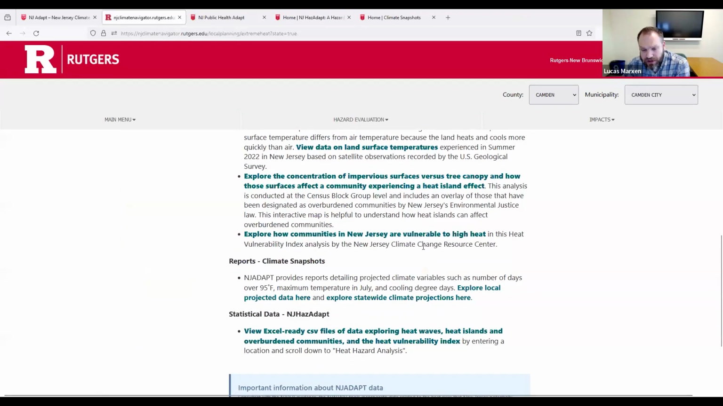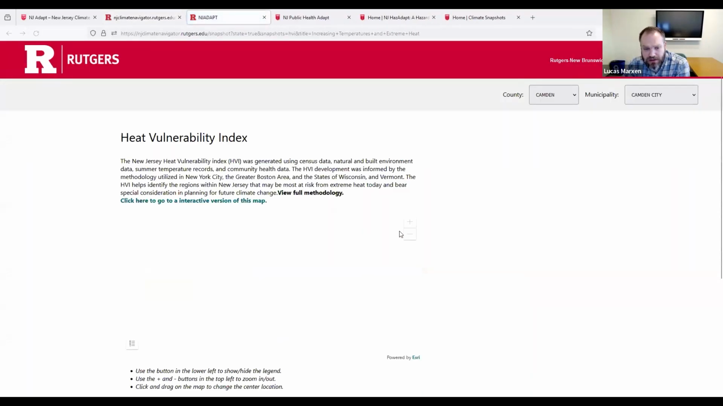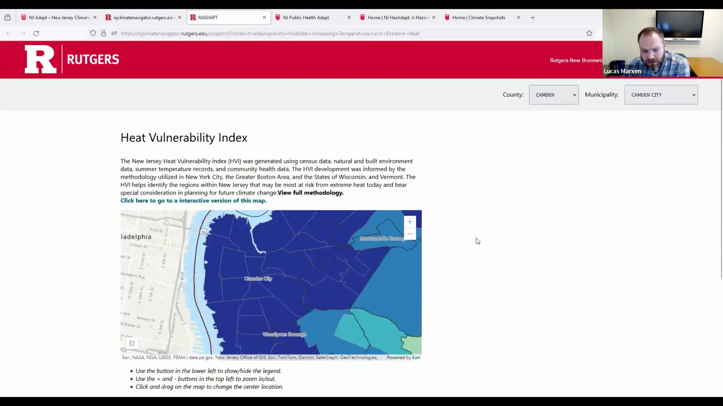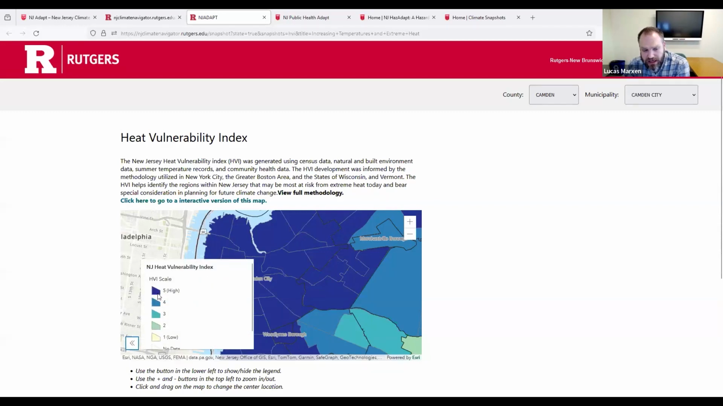One of the things that we recently released in the past year is a heat vulnerability index analysis for the state of New Jersey. And so we have a link out to that as well. This is an index that takes into account multiple factors, looking at things such as exposure, sensitivity, and things of that nature to understand what areas may be particularly at risk to heat issues in the future due to climate change. And so it's a 5-point index where 5 would be the highest risk and 1 being the lowest.